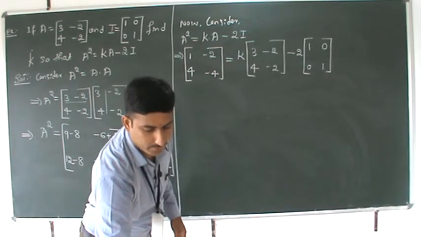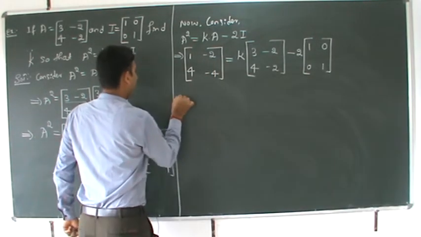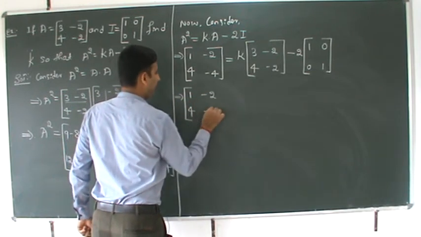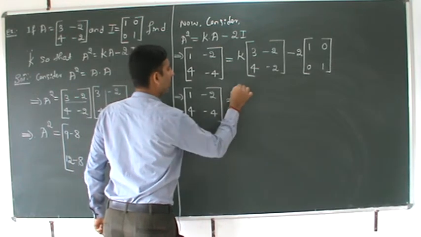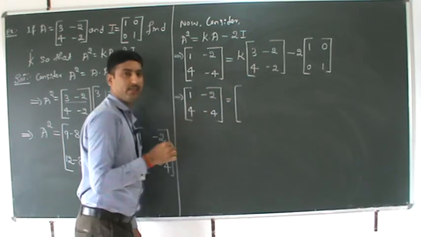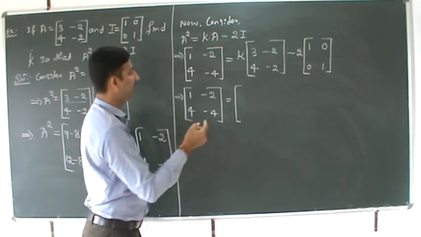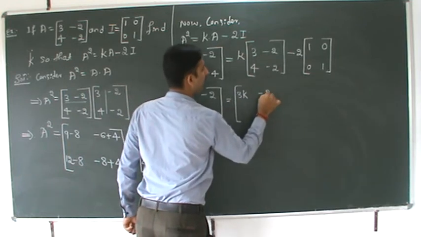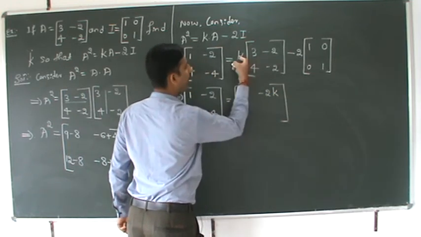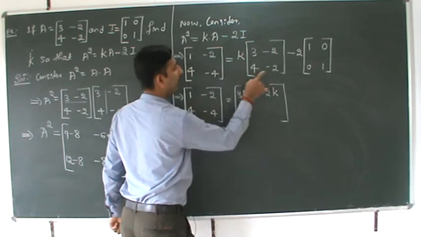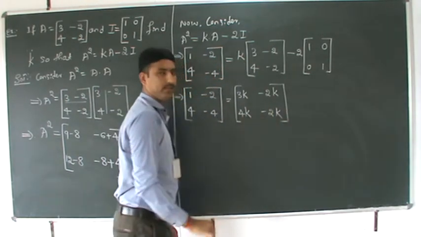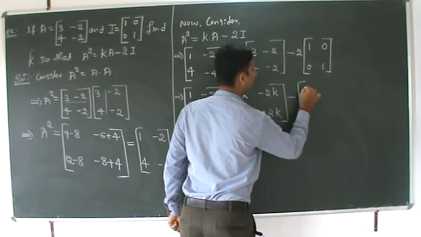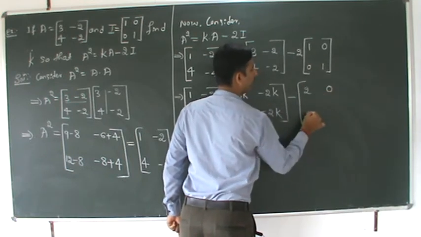Correct? After that, you write the LHS as it is, and consider the RHS. First our job is to multiply. Which type of multiplication is it? That is scalar multiplication. You know it is 3 into k, that is 3k. Minus 2k. After that, 4 into k, that is 4k. Minus 2 into k. Then it becomes a simple matrix. After that, here also scalar multiplication, that is [2, 0; 0, 2].